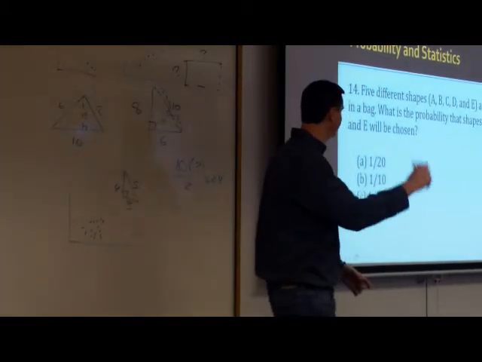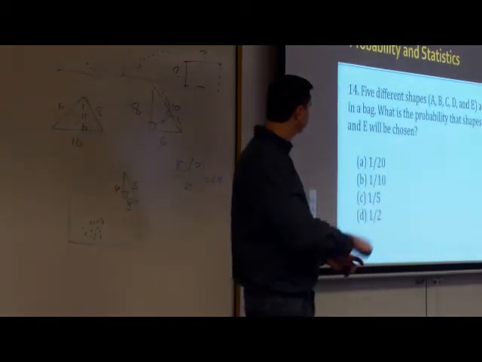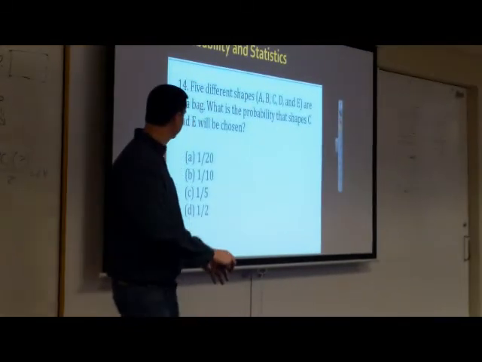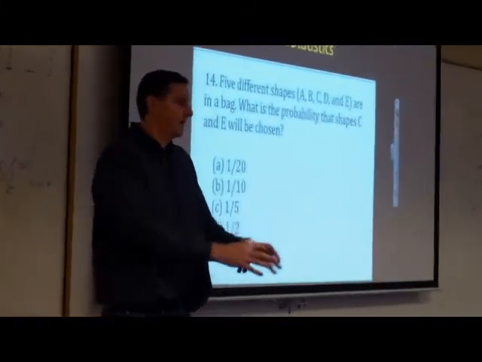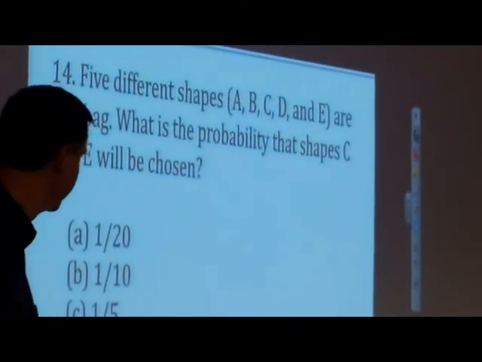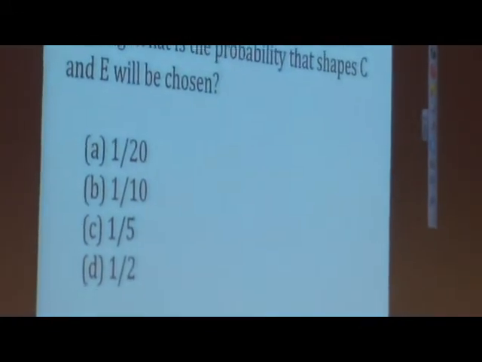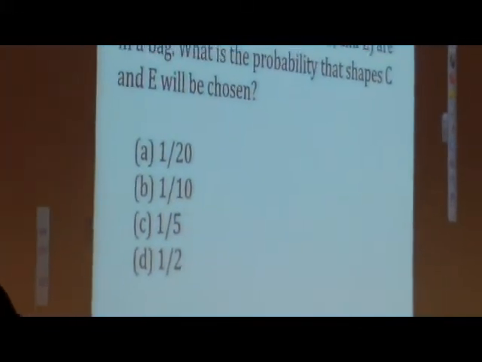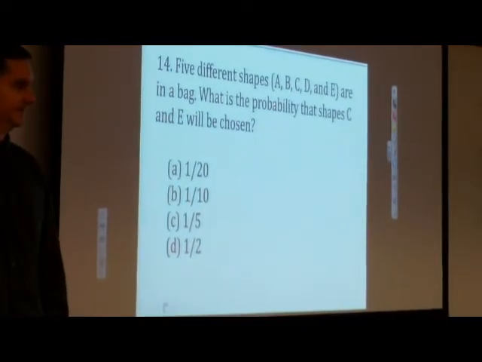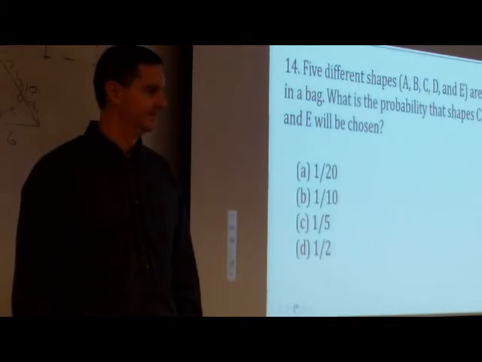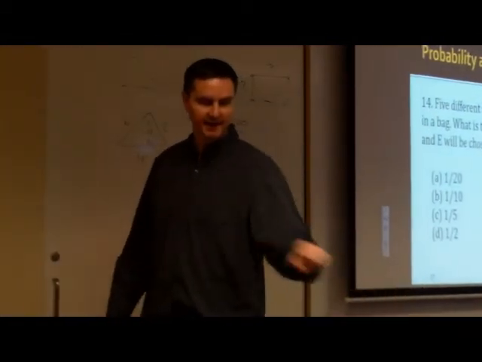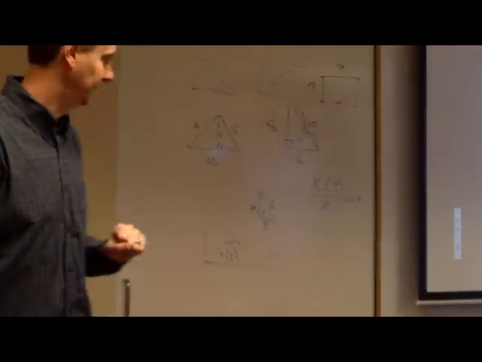So you have 5 different shapes within a bag. We're going to pick 2 shapes in this bag. What is the probability that shapes C and E are going to be chosen? So if there were all these shapes in a bag, A, B, C, D, E, they're labeled that, what is the probability that I would draw out C and E? How would you do this? So if I'm just going to draw 2 shapes out of that bag, what's the probability that I get C and E?